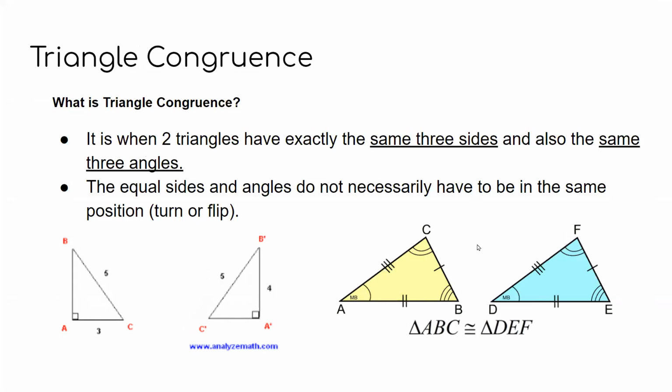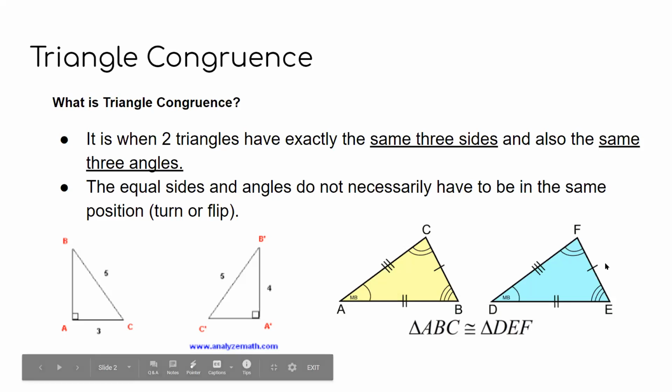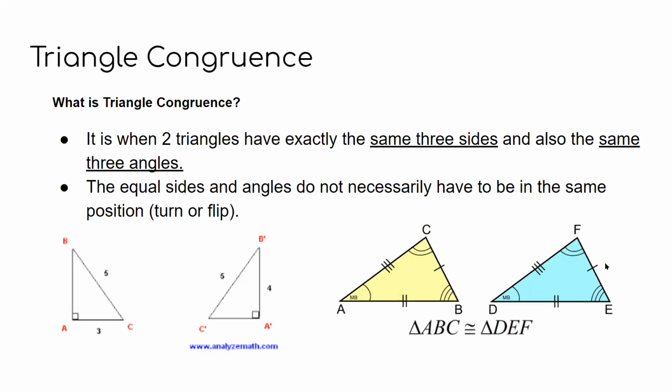AC and DF are the same side. AB and DE are the same side, and CB and FE are the same side. And same with the angles, it tells you angle A is the same as angle D, angle C is the same as angle F, and angle B is the same as angle E. So they're congruent.